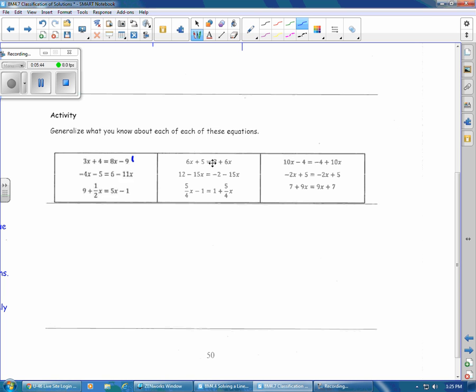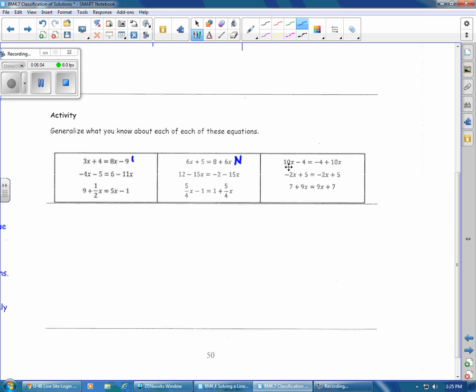The next one, 6x plus 5 equals 8x plus 6. Our coefficients, 6, are the same on both sides of the equation, but our constant terms are not the same. 5 and 8 are not equal. So I would expect this one to have no solution.